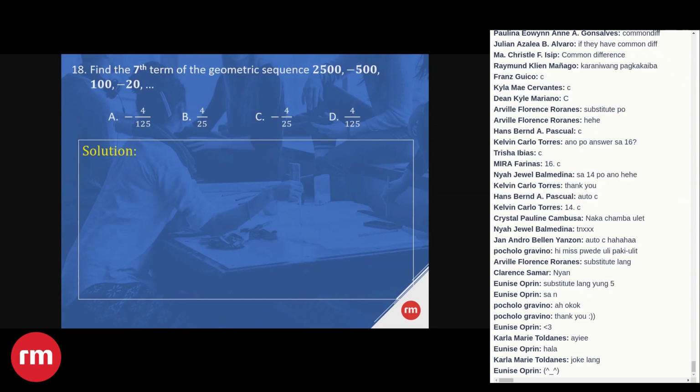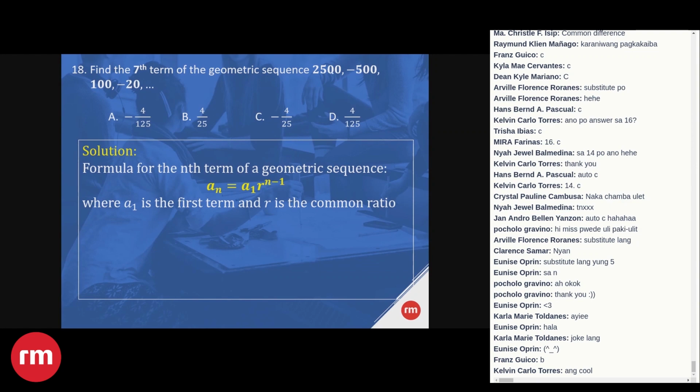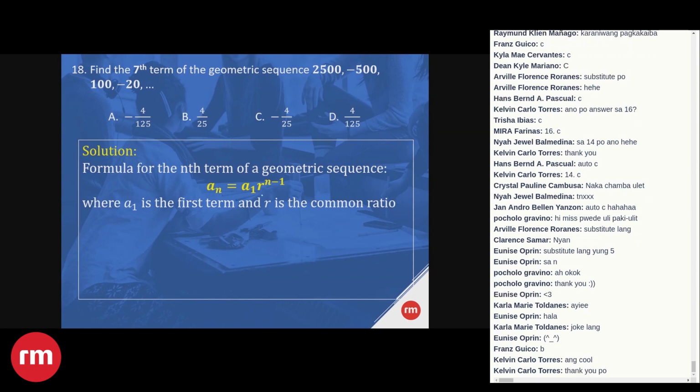So sa number 18, you have now a geometric sequence, 2,500, negative 500, and so on. So compared to arithmetic sequence, in a geometric sequence you have a common ratio. You get the next term by multiplying a constant to the preceding term. So here, we're looking for the 7th term. So the formula for finding the 7th term of a geometric sequence is a sub 1, the first term, which is 2,500, times the common ratio r raised to n minus 1. Since we're looking for the 7th term, n is equal to 7. So ang tanong ngayon, ano yung r? Ano yung minumultiply natin every time para makuha yung next term?